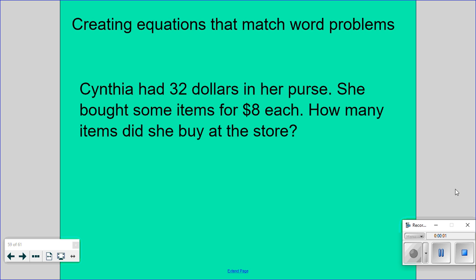Top sentence right here: creating equations that match word problems. That is your title. You do not need to write the word problem, but you do need that title.